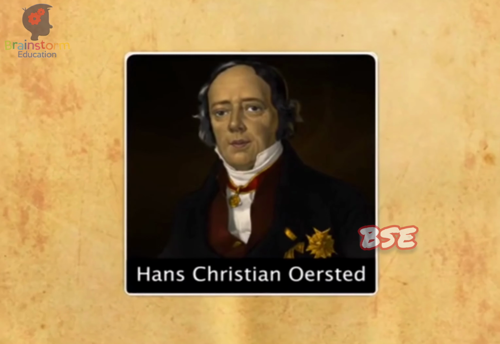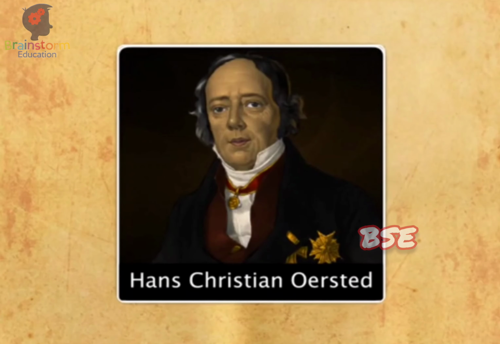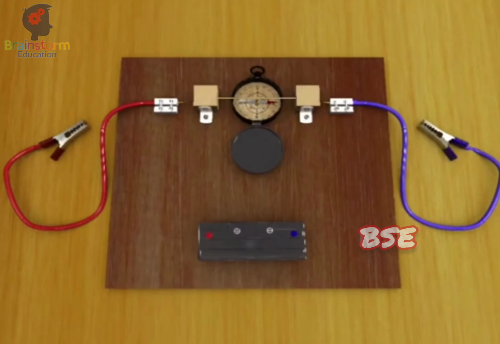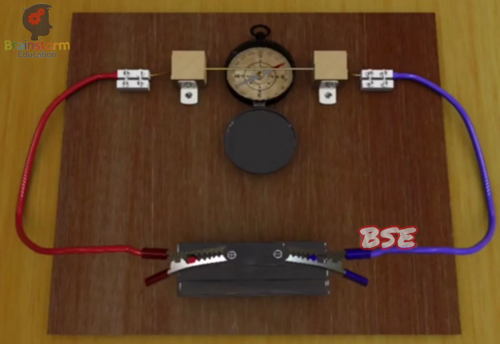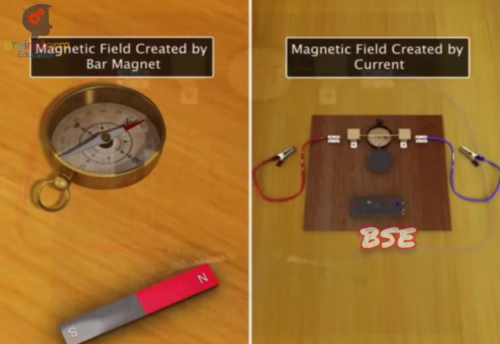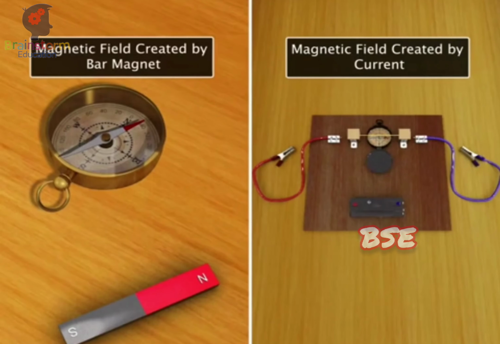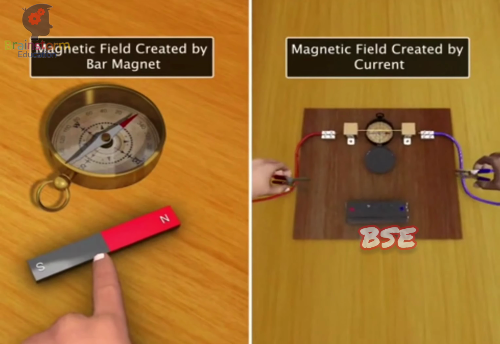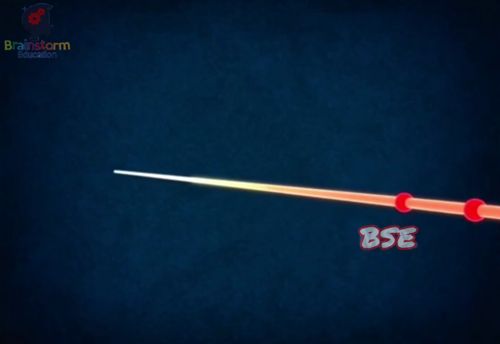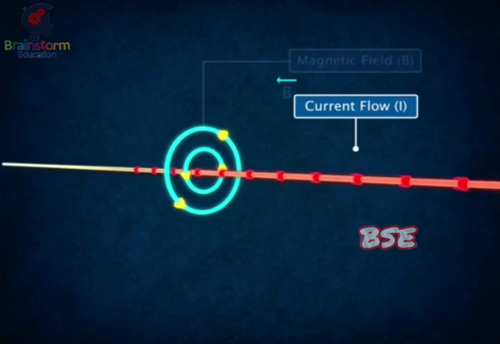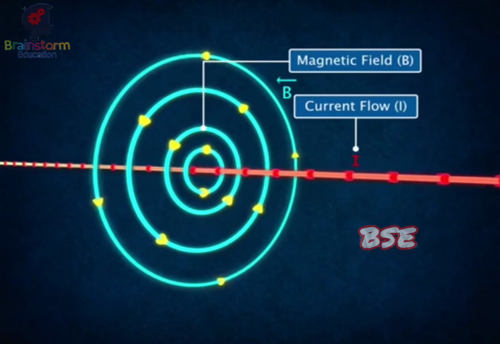Hans Christian Oersted made the same observation in 1820. He found that the compass needle deflected when it was placed below or above a wire conducting current. He concluded that the current had produced a magnetic field similar to that around a bar magnet. There should be a relationship between electric current and magnetic field.